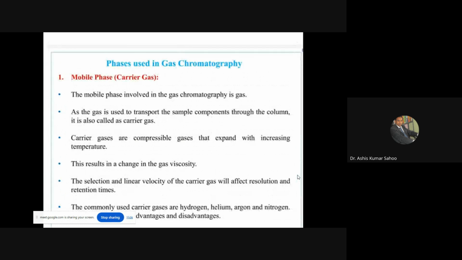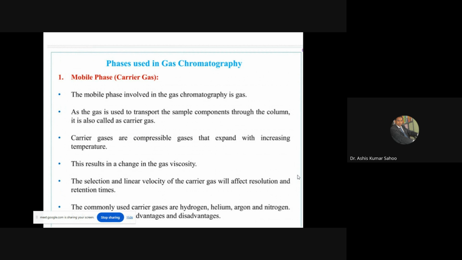So, what are the phases used in gas chromatography? First, we'll discuss the mobile phase. In the mobile phase, as you know, we use an inert gas. This inert gas is used as a carrier gas. So mobile phase means the carrier. The mobile phase involved in gas chromatography is a gas.